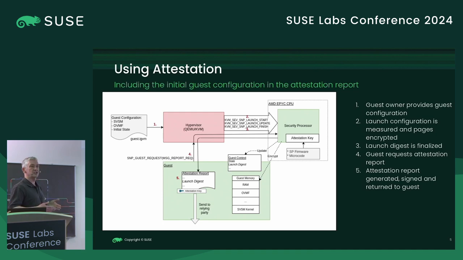So obviously that could change the entry point for the guest, so that needs to be measured as well. The security processor measures that and adds that to the launch digest in that launch context. When that configuration is finished, there's a launch finish IOCTL, which is called, which then results in the security processor transitioning that guest context into a ready to launch state. And at that point, the launch digest is fixed.